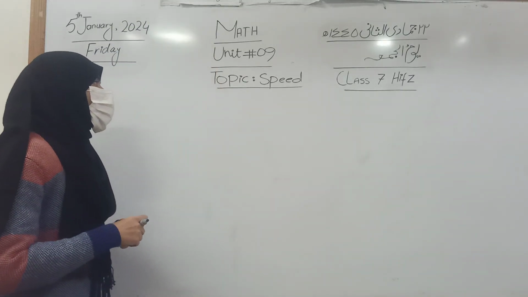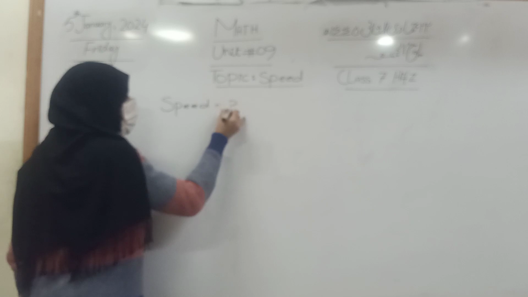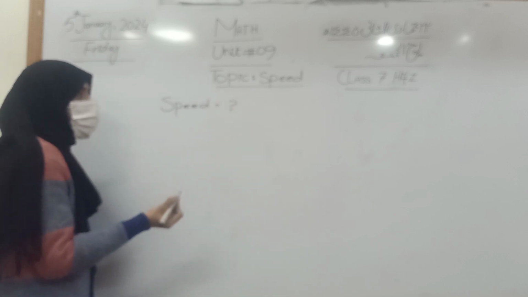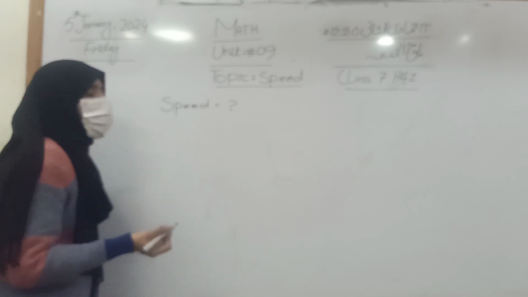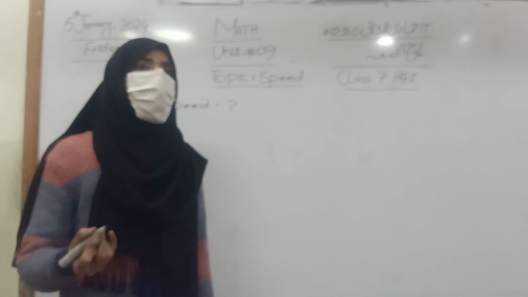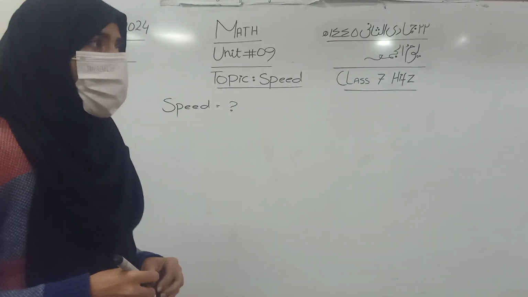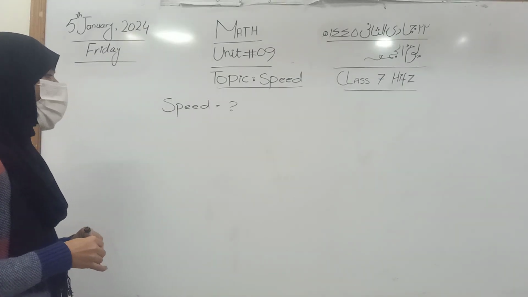Okay. First of all, we will learn what speed is. What do you understand by this term? And after that, you will see how we can calculate the speed of different objects. Then after that, you will learn in which units the speed of different objects can be measured. Are these things clear to you that I have told you?